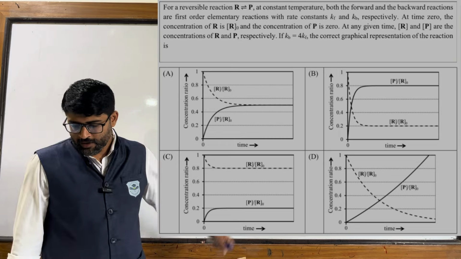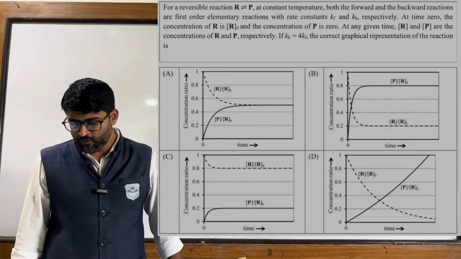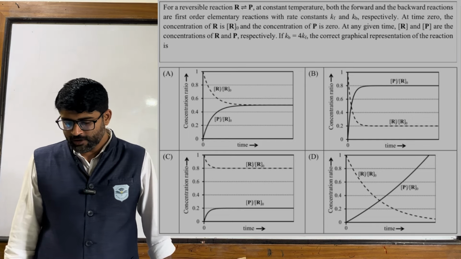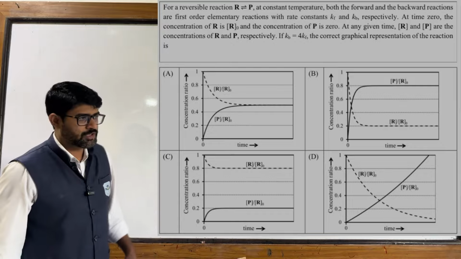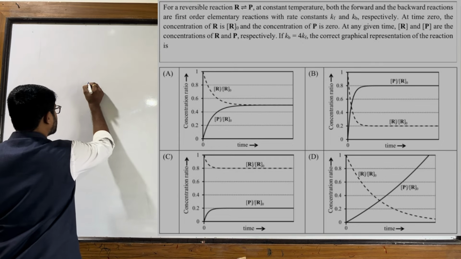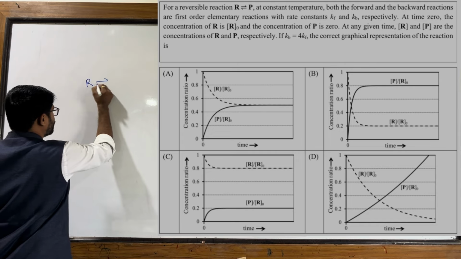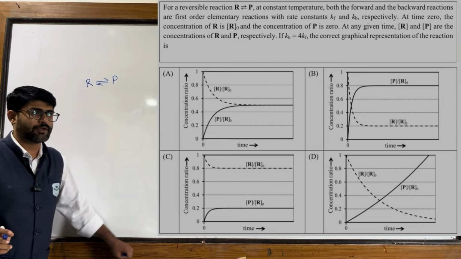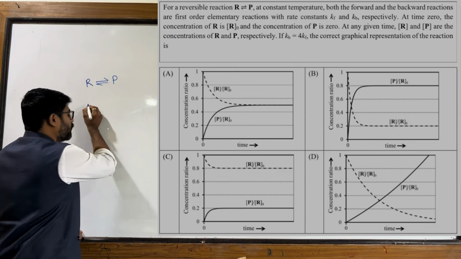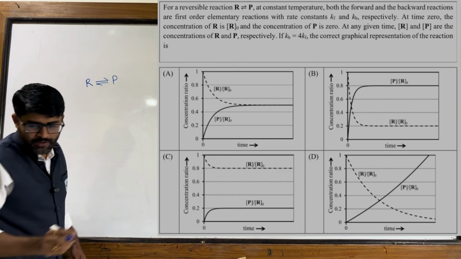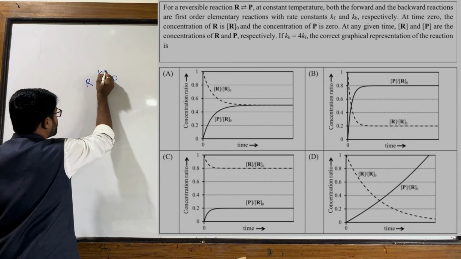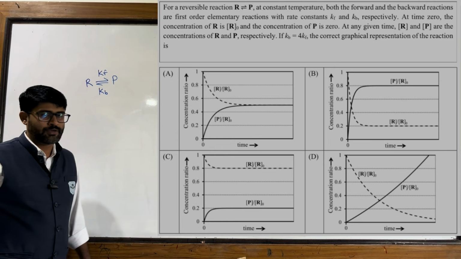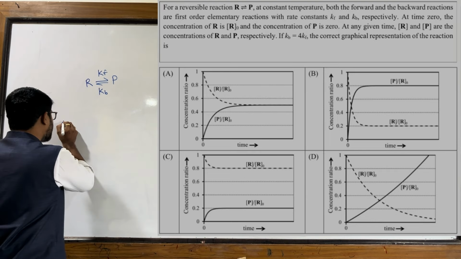So if Kb is equal to 4 times Kf, the correct graphical representation of the reaction is, so this is a reversible reaction, reactant giving product, and it is first order in both R and P. For the forward reaction, the rate constant is Kf, and for the backward reaction, the rate constant is Kb. So we have Kc of the reaction.